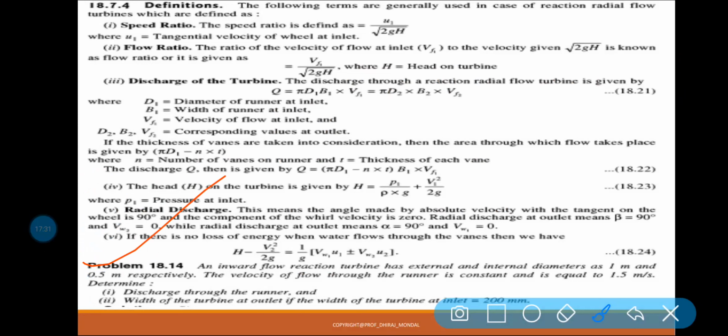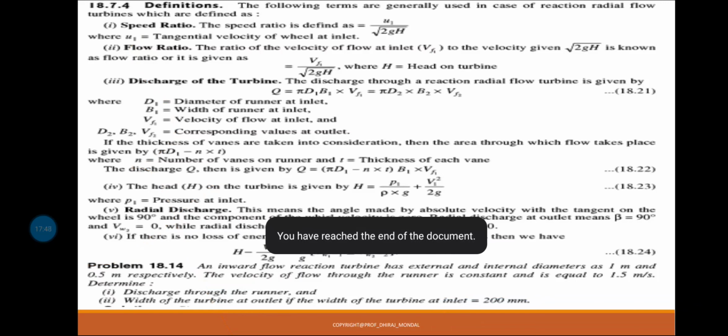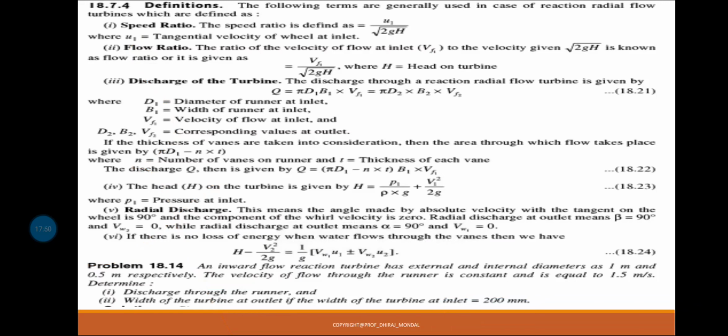Next class we will be discussing it. So I think it is clear how an inward radial flow reaction turbine operates and what considerations and formulas you have to keep in mind to solve the numericals. Next class we will be discussing the next part of this, the numerical analysis of the radial flow reaction turbine. Thank you for listening.